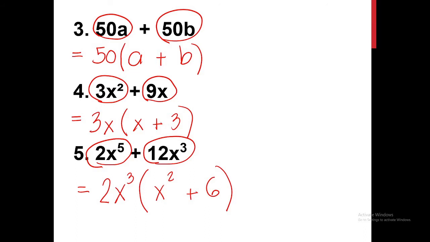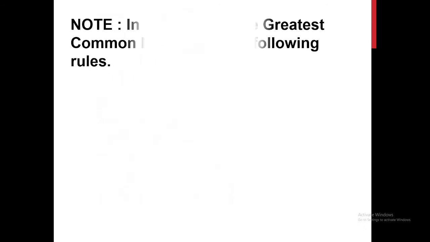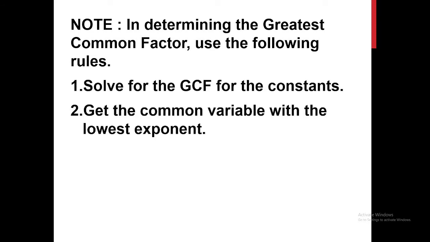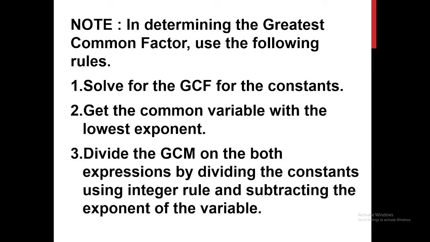So, there you have it. We have reviewed common monomial. So, just a recap. Solve the GCF of the constants. Get the common variable with the lowest exponent. Then you divide the terms by the common factor.